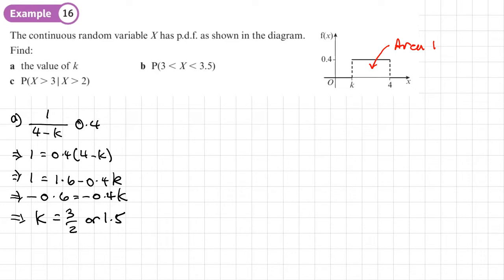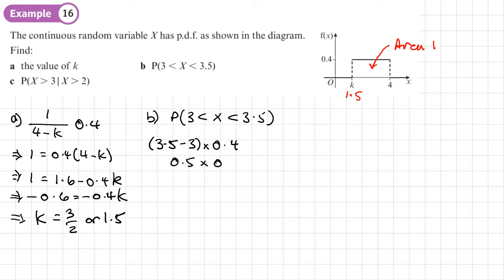Right, now we've found the value of k. I'm going to put it onto the diagram here and put this end here as 1.5, because that now will help me with the rest of the question. So in part B, we want to find a probability that x is between 3 and 3.5. So that's going to be the width times the height. Now the width is the difference between 3.5 and 3, which is going to be 0.5, times that by the height, which is 0.4. So we've got 0.5 times 0.4. We'll get a value of 0.2.